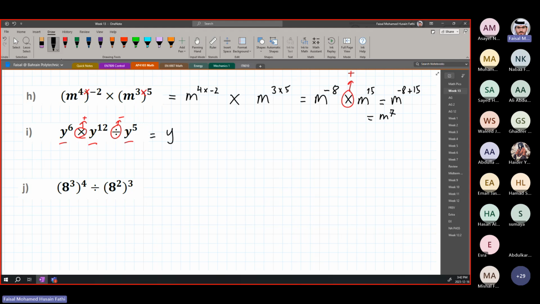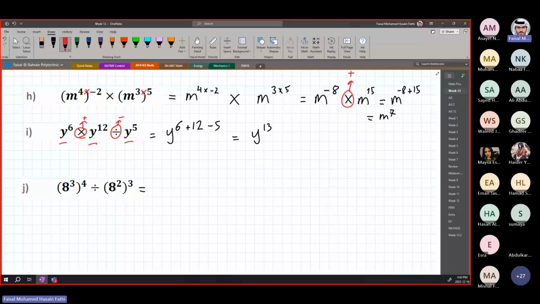Y to the power of, I can do it in one step. If you want to see in one step how you'll do it, you'll just write 6 plus 12, because we have the plus in between them, which is multiplication, then minus 5. So this is equal to y to the power of 13. You could do it separately: first the multiplication, then the division, or you can just do it in one step. That's up to you, whichever you're more comfortable with.